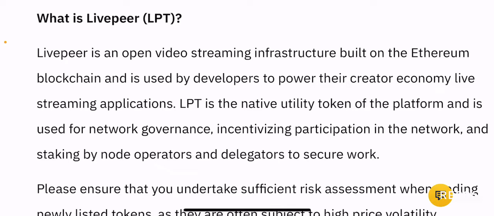So, what is Livepeer? Livepeer is an open video streaming infrastructure built on the Ethereum blockchain and is used by developers to power their creator economy live streaming applications. So, again, Livepeer is an open video streaming platform that is built on top of the Ethereum blockchain, and it's basically used by several developers in order to create content and live stream on it, and interact with their users and so on and so forth, right?